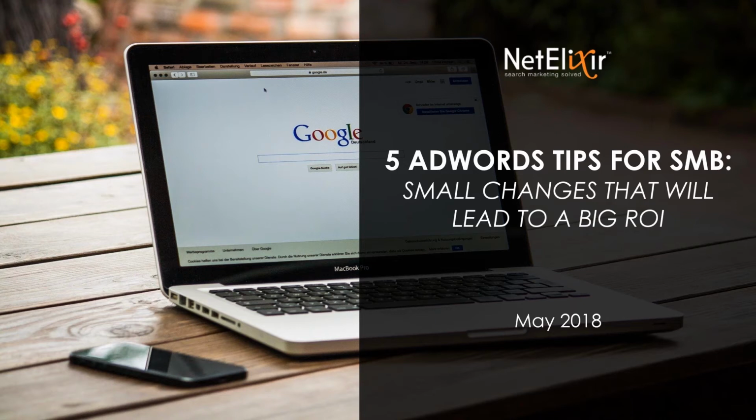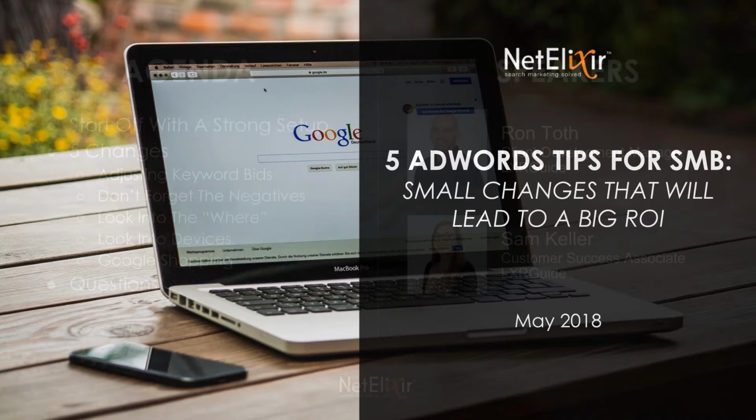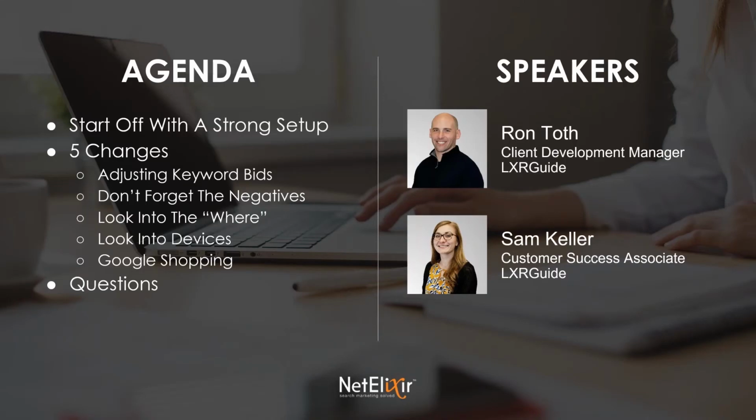Okay. So our focus today is on 2 things. There are 2 things you need in order to have an effective AdWords account. First, a strong setup. You need to make sure you're set up properly for success. Second, you want to make sure you're optimizing your account and making the necessary changes after reading the data. That brings us to these 5 changes to make that can greatly improve your account.